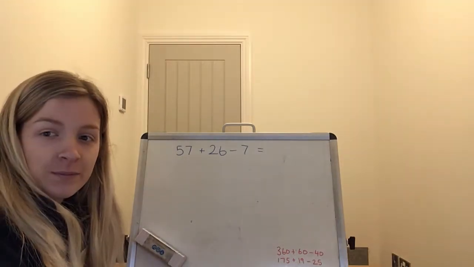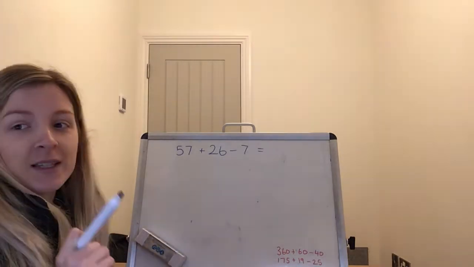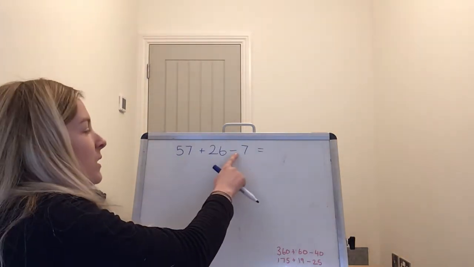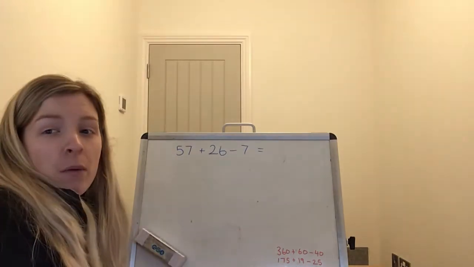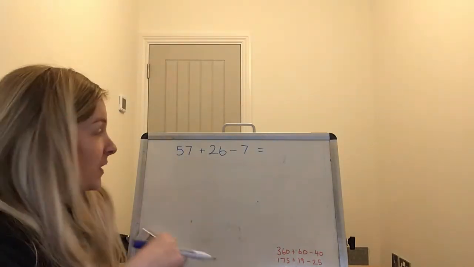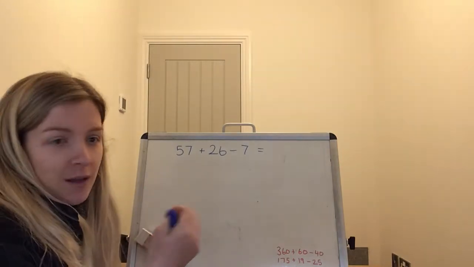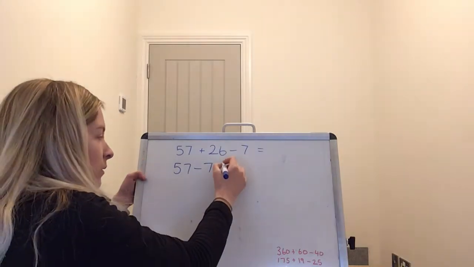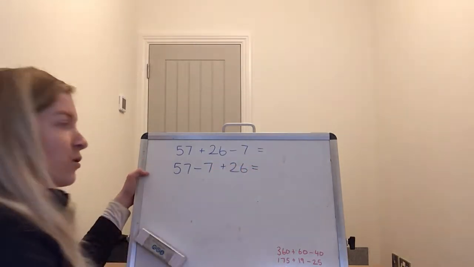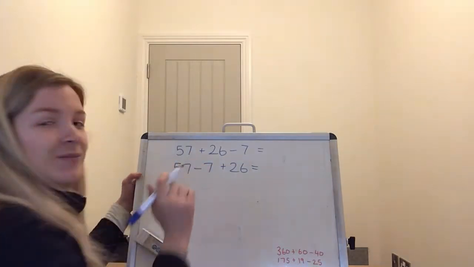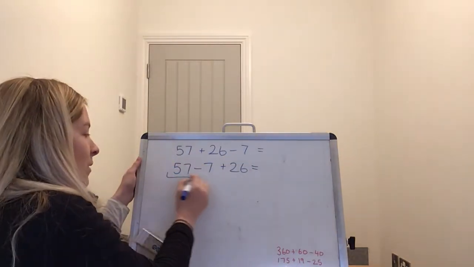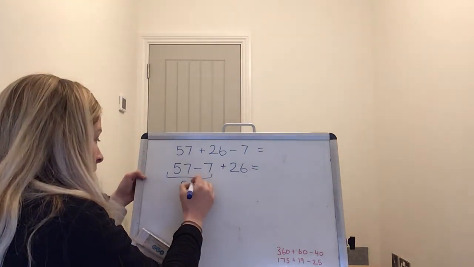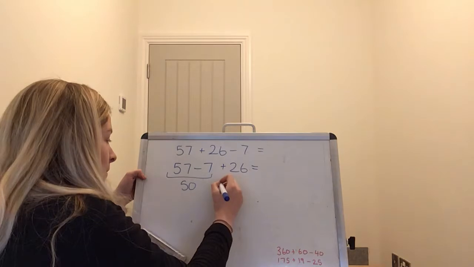All done? Okay. Right, let me show you how I would have done it. So, 57 add 26, take away 7. Yeah, I could probably do that this way around. However, to make it easier for myself, I am going to swap the steps. 57, take away 7 first of all, add 26. I saw straight away that the 7 and the 7, that's going to be much easier. So 57 take away 7, that is, what did you get, guys? 50, add the 26.